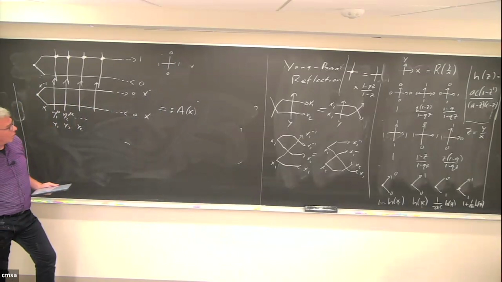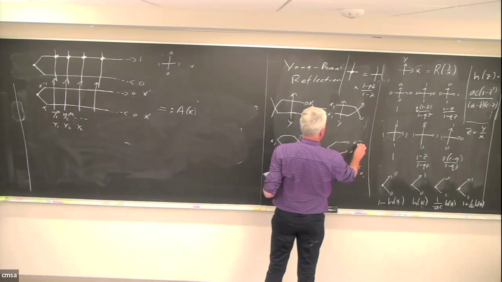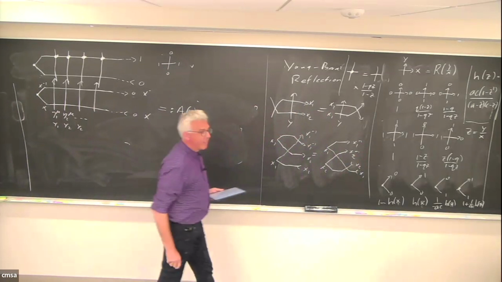Picture down in the reflection equation, should the boundary weights be x1 inverse then x2 inverse so that they match on the right hand side? Yeah, this one here? Yeah. Thank you. Thanks. Sorry.